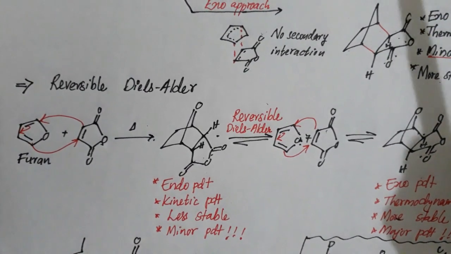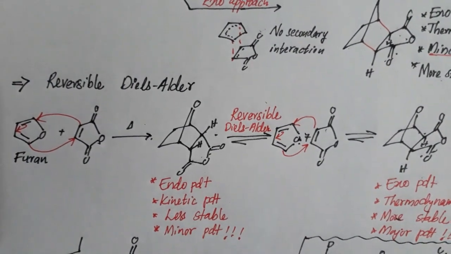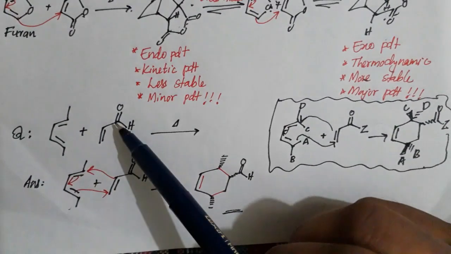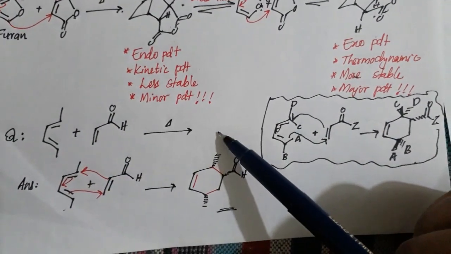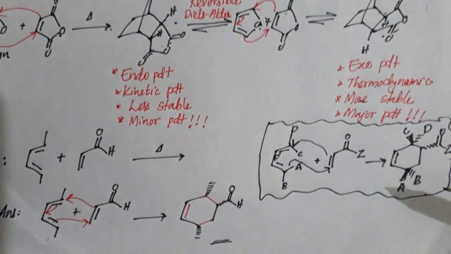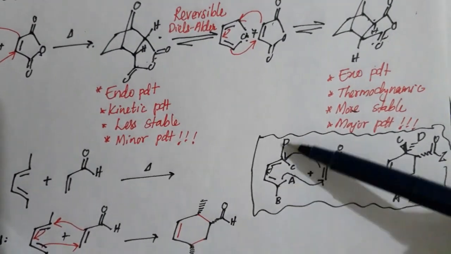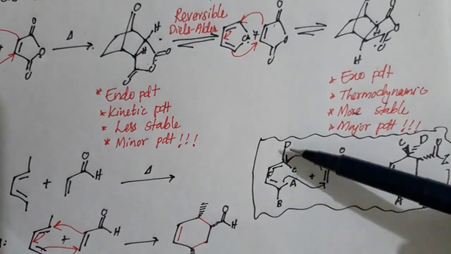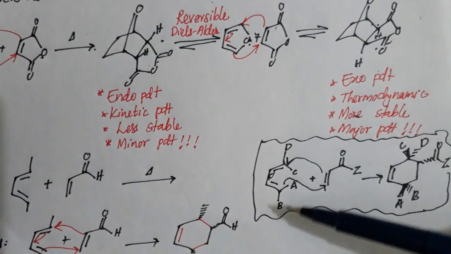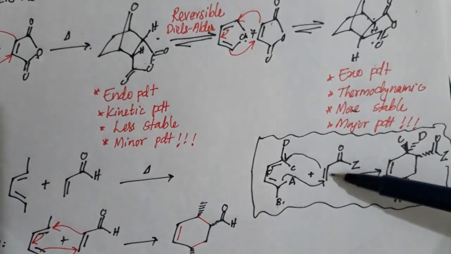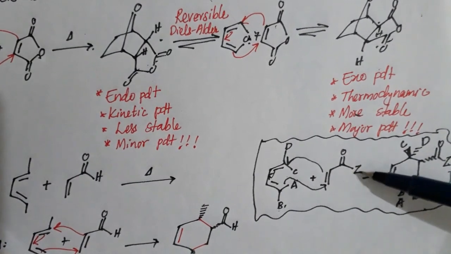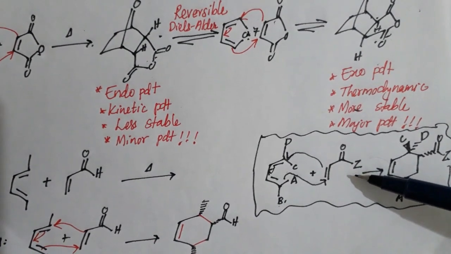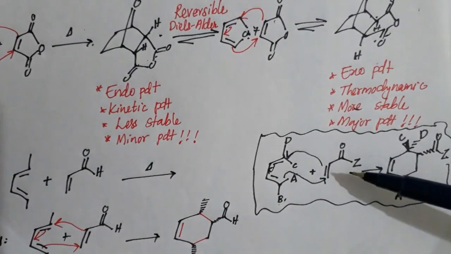Clear? Now we move on to an example. This is the question. This is your diene, this is your dienophile. Find out the major product with the stereochemistry. While discussing the stereochemistry of Diels Alder reaction, this is a general diene and this is a general dienophile. I have 4 kinds of substitution: 2 are inward substitution, 2 are outward substitution, and this is your dienophile having a carbonyl group. If your dienophile has a carbonyl group, it will obey the Endo rule, if it is irreversible.